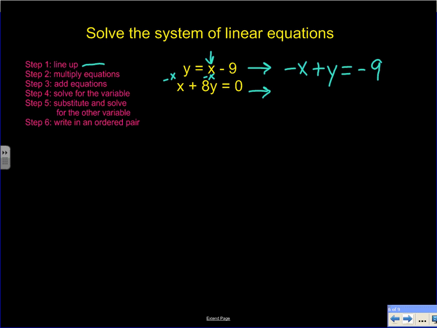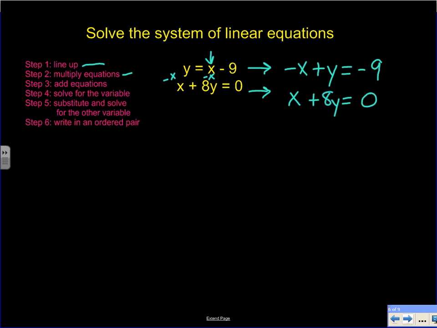On the bottom, we have x plus 8y is equal to 0. That bottom equation, we didn't have to change anything. And now if we look, we have like terms lined up. Step number 2 is, if needed, multiply the equations. What's the whole goal? What are we trying to get right here? We're trying to get the coefficients to be opposite of each other.